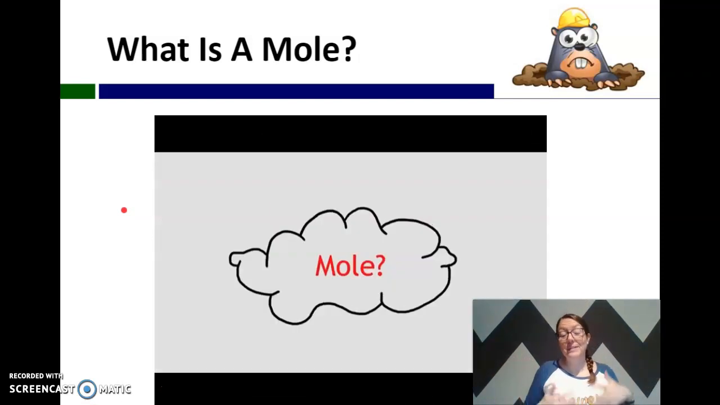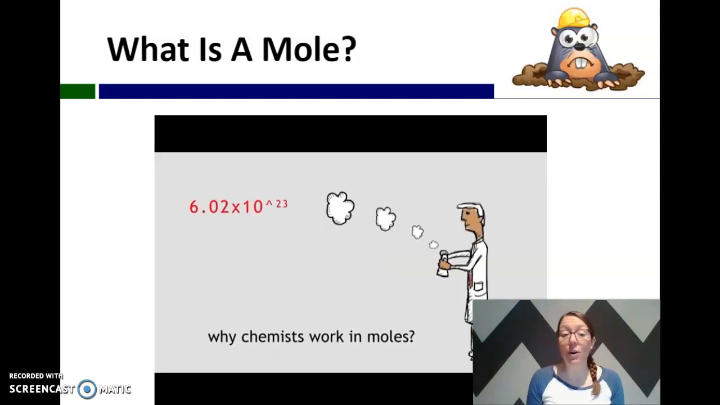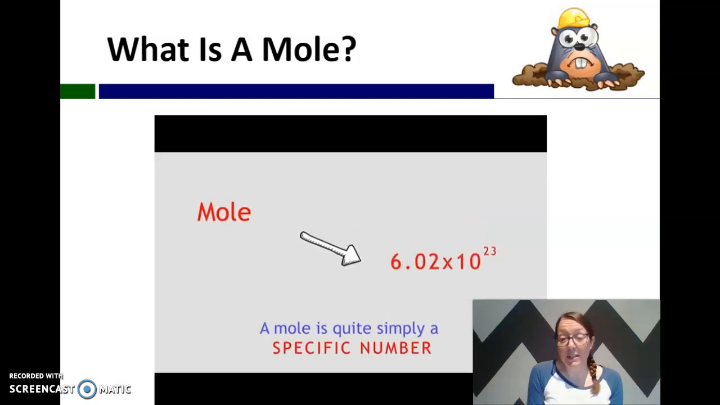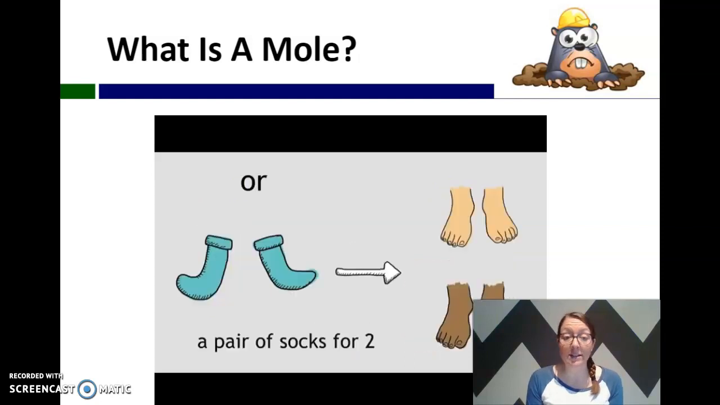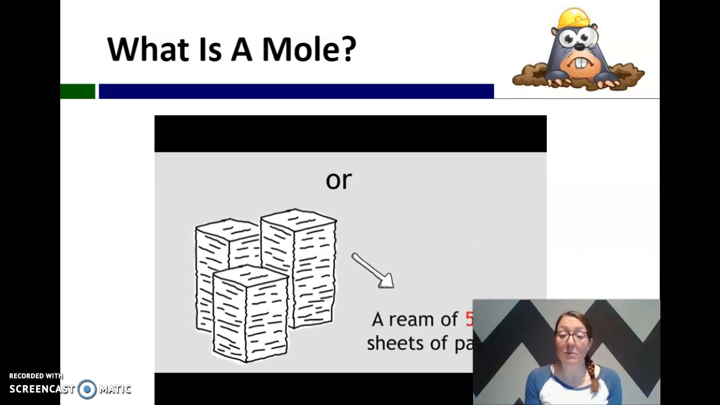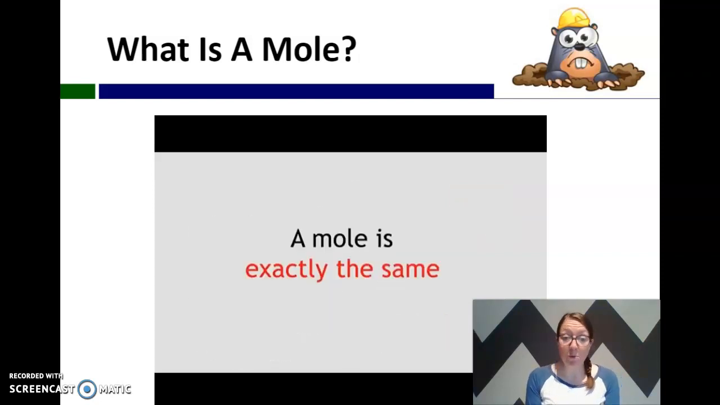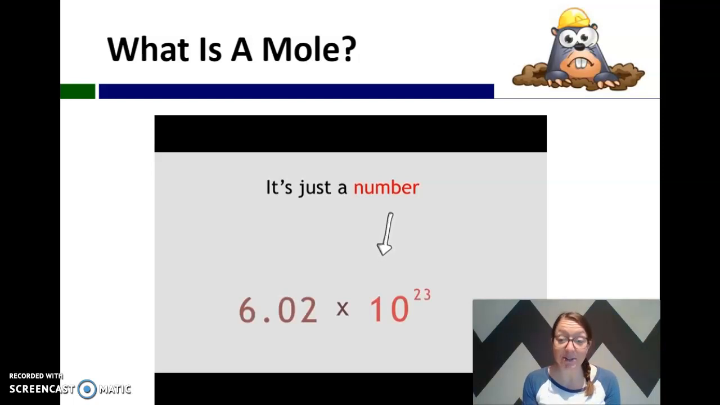What's a mole? A mole is just a really, really big number. And chemists work all the time in moles. And so a mole is just a specific quantity. So in life, we might ask for a dozen eggs, or a pair of socks means two, or a ream of paper means 500 sheets. Same thing as a mole. It's just a number. It's a six with 23 zeros after it.